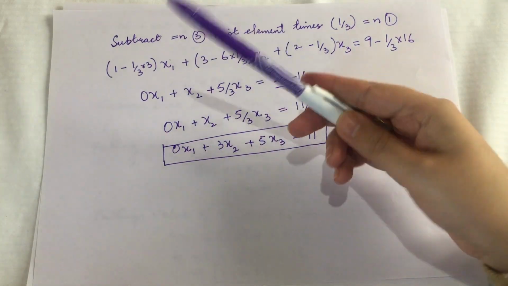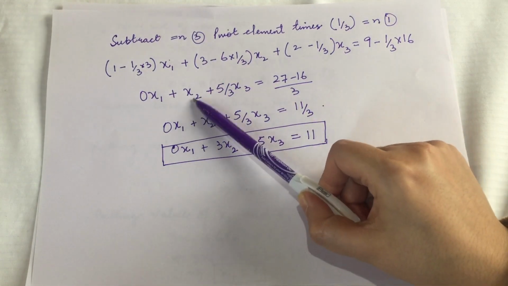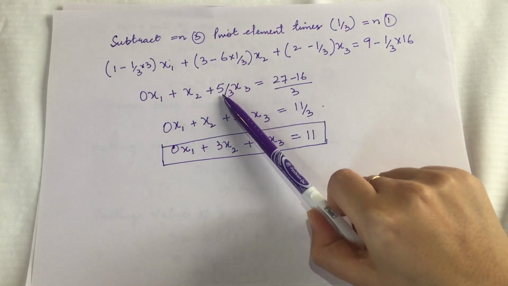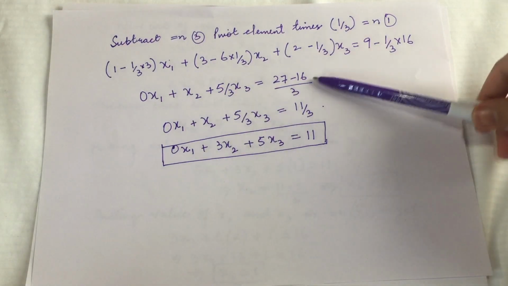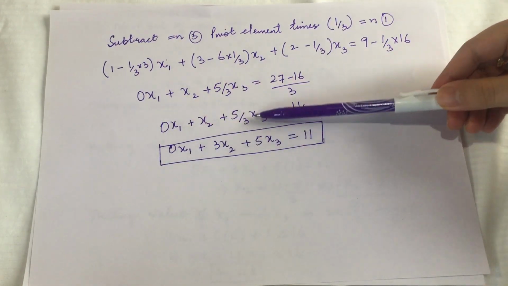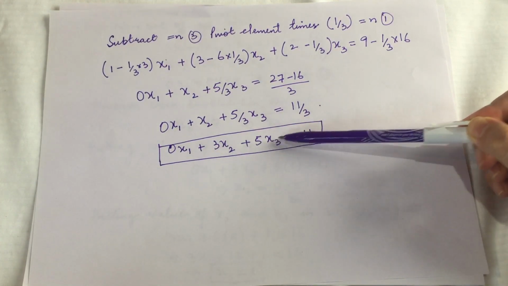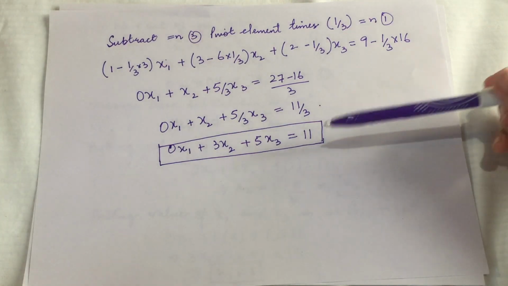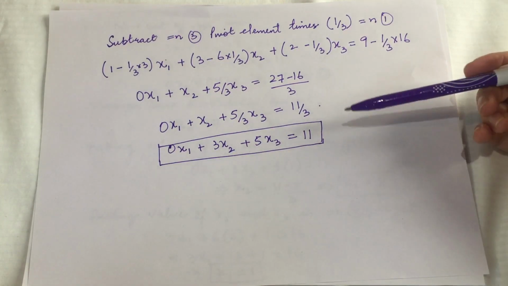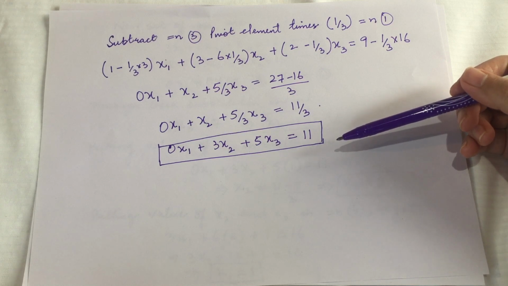So when we solve it, this term we are getting as 0x1, this term we are getting as x2, and this term we are getting as plus 5 divided by 3 x3, which is equal to 27 minus 16 divided by 3. So when we further solve it, this equation becomes 0x1 plus 3x2 plus 5x3 is equal to 11. So this is basically now our third equation. That means we have changed our second equation and we have changed our third equation. Basically we have eliminated the x1 term from the second equation and the third equation.